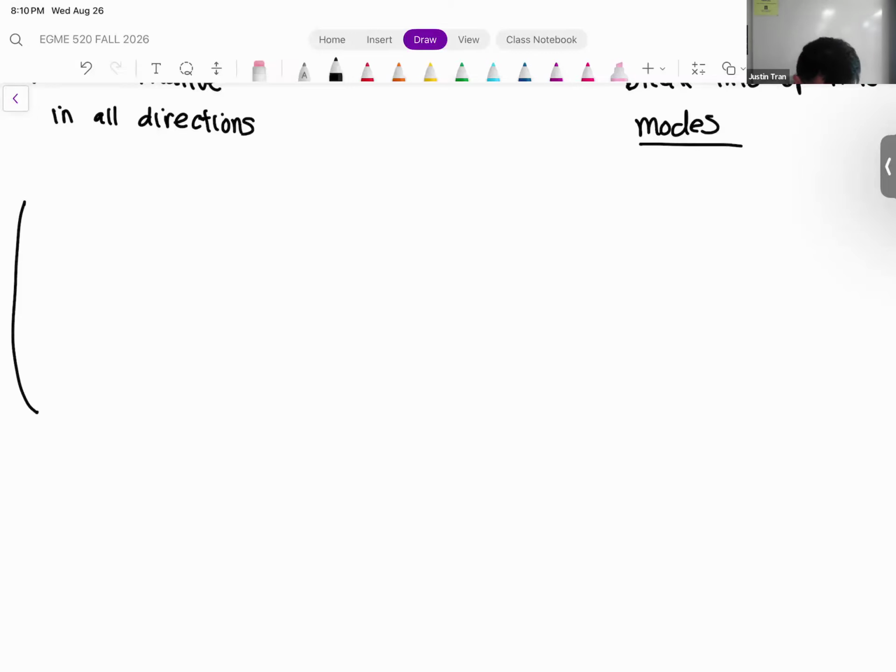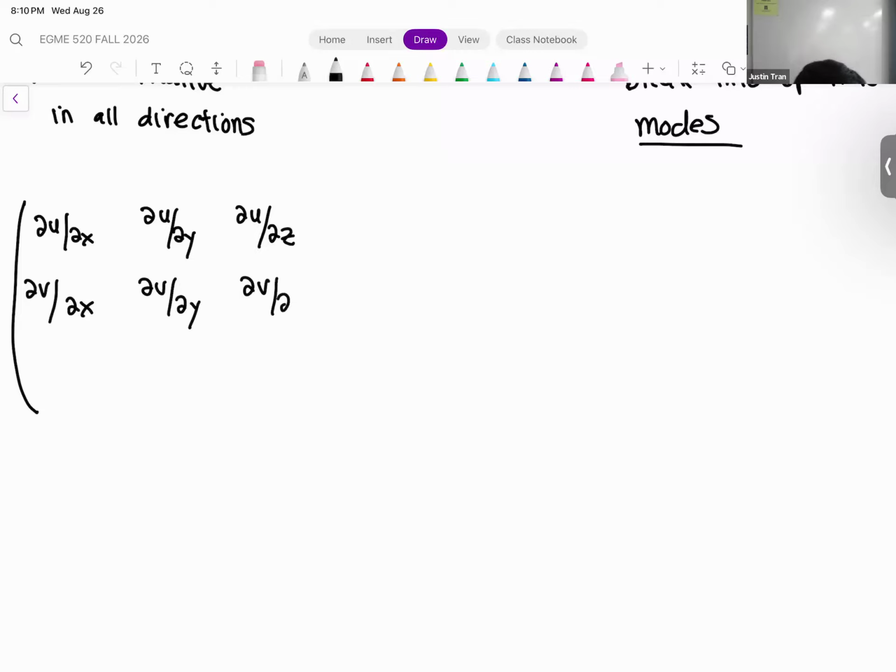Okay, so let's start with our velocity gradient matrix here. So you have partial u, partial x, partial u, partial y, partial u, partial z, partial v, partial x, partial v, partial y, partial v, partial z, okay. Partial w, partial x, partial w, partial y, partial w, partial z.